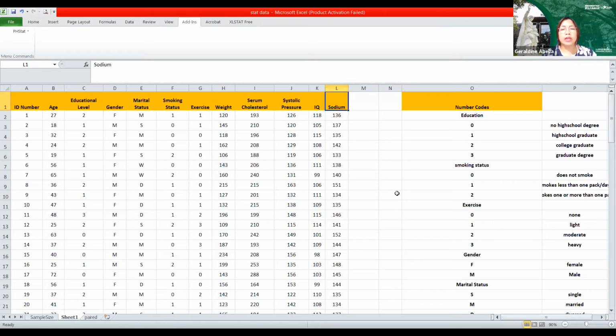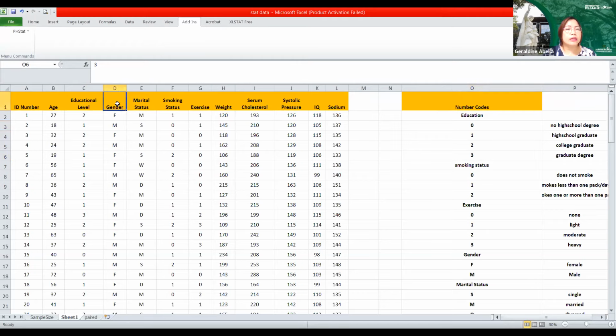The profile variables, if you're going to organize the data according to educational level, gender, and marital status. Educational level is coded as 0, 1, 2, and 3. What does 0 represent? If you look at the right side of the sheet, 0 for educational level represents participants with no high school degree. 1 represents participants with a high school degree, 2 for college graduate, and 3 for graduate degree.